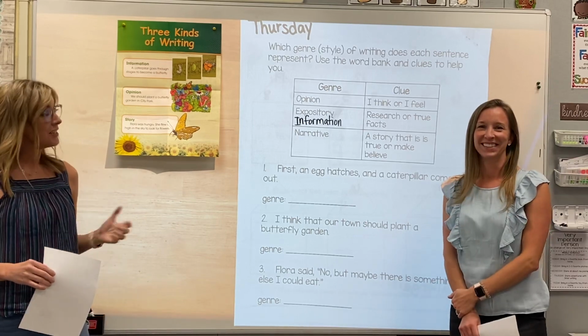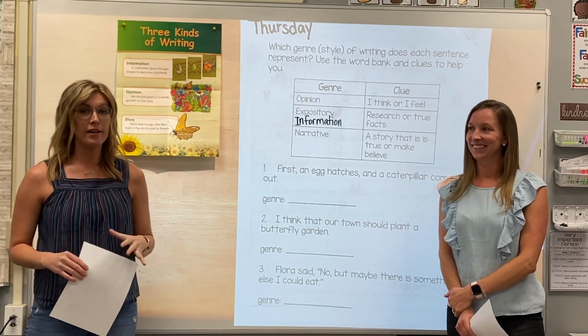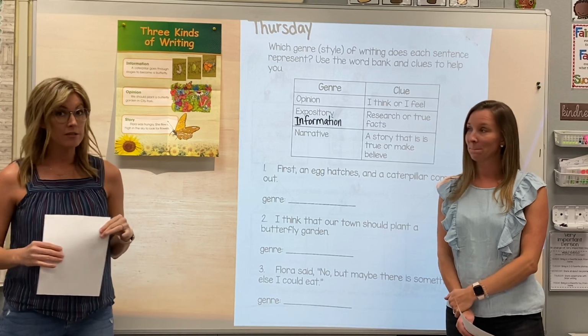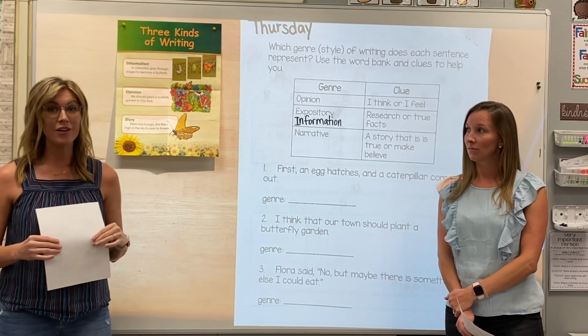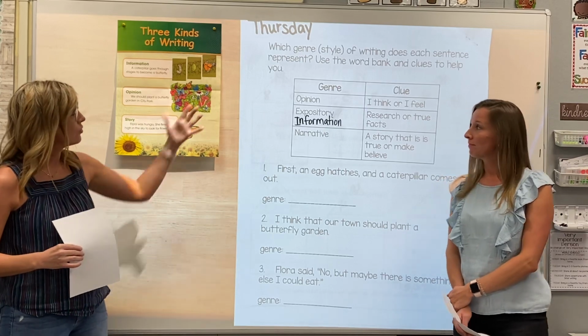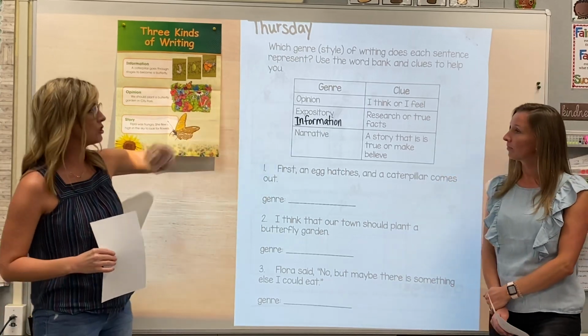Yes. Today's pretty exciting because we're going to be talking about the 3 different genres of writing, which means the 3 different kinds of writing that we learn in 2nd grade. So there are 3, like I said. We're going to jump right into it.